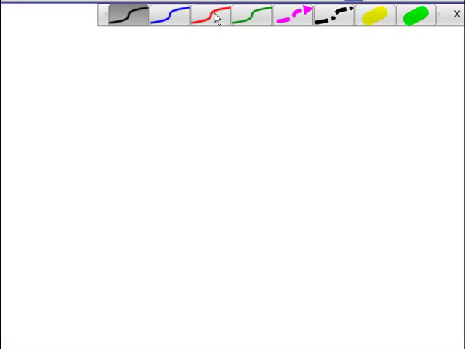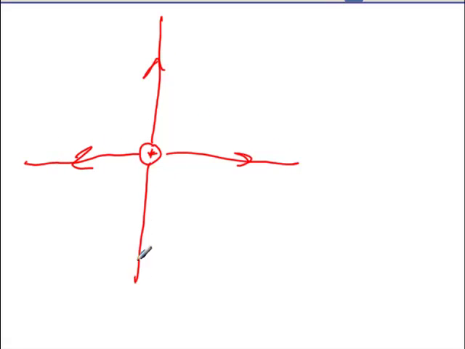To begin understanding electromagnetic waves, let's start by looking at a single positive charge. We know that this single positive charge will have electric field lines radiating out in all directions. And I can draw as many or as few as I want, but 8 will work pretty well for me.